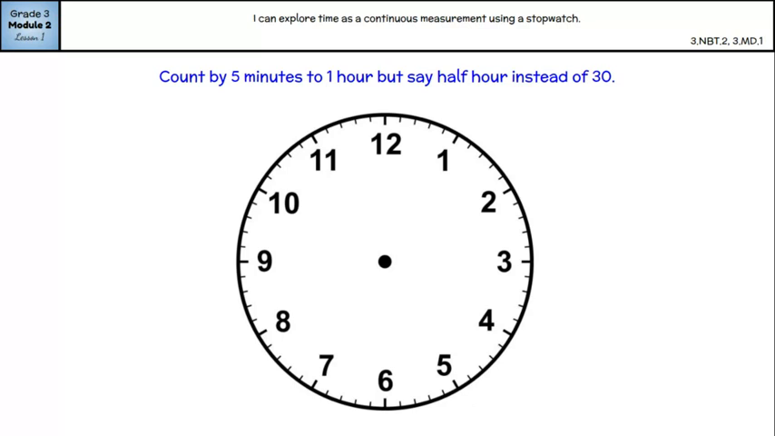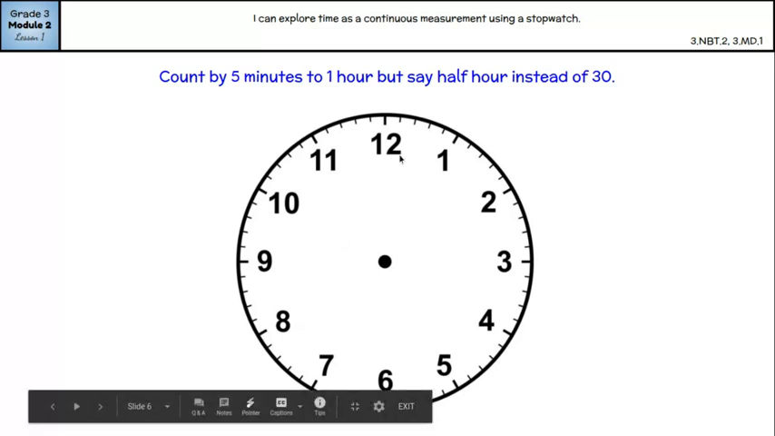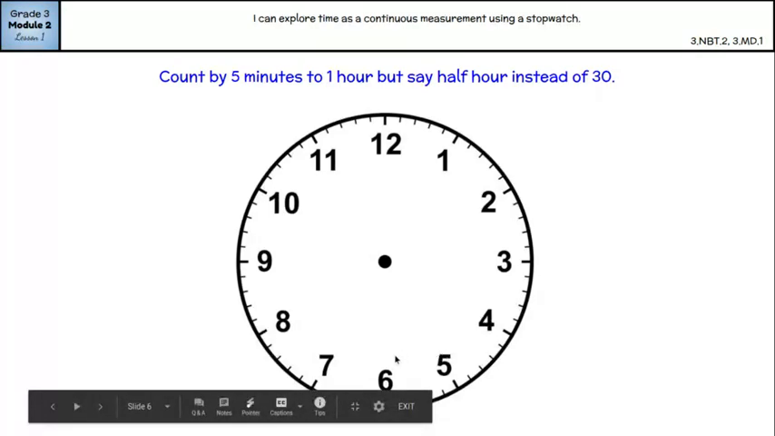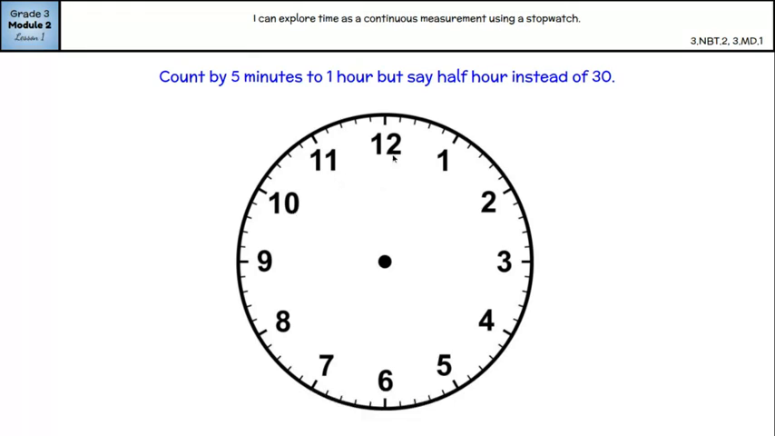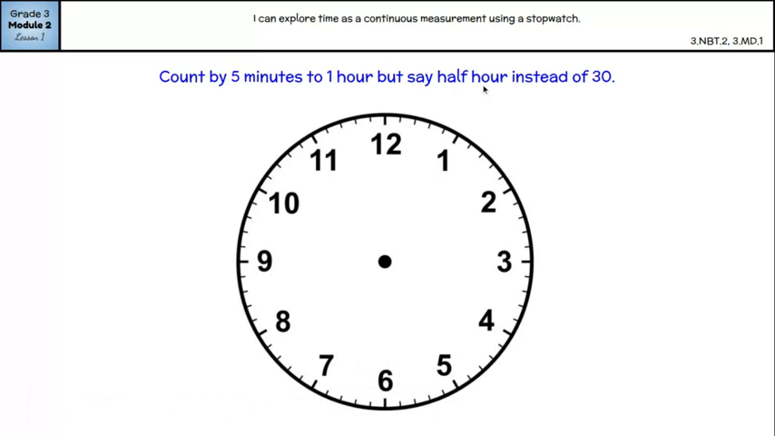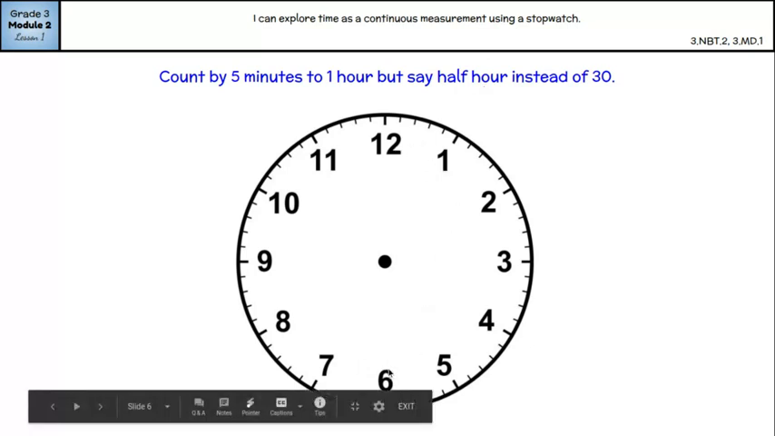Okay, count by 5 minutes to 1 hour, but say half hour instead of 30. I'm going to pause for the kids who are in class right now. If you're watching this at home, pause your screen and try it. Okay. O'clock, 5, 10, 15, 20, 25, half hour, 35, 40, 45, 50, 55, o'clock. So that means that when we're at the 6, when we're at 30 minutes, another way we can say that is half hour. If we get to the 6, a half hour has gone by.